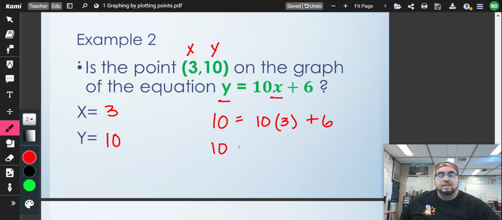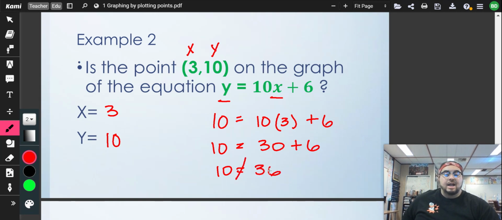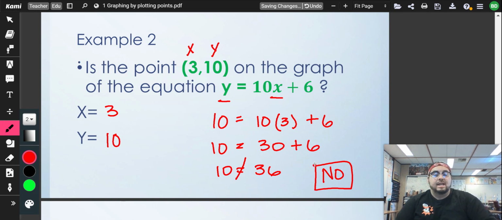Now let's work out the math. 10 equals 10 times 3 gives us 30, plus 6. I can already tell this is not going right. 10 equals 36. Now, that does not make sense. 10 does not equal 36, so our answer is no. And again, interpreting what that means, if we were to graph y equals 10x plus 6, (3, 10) would not be on that graph.